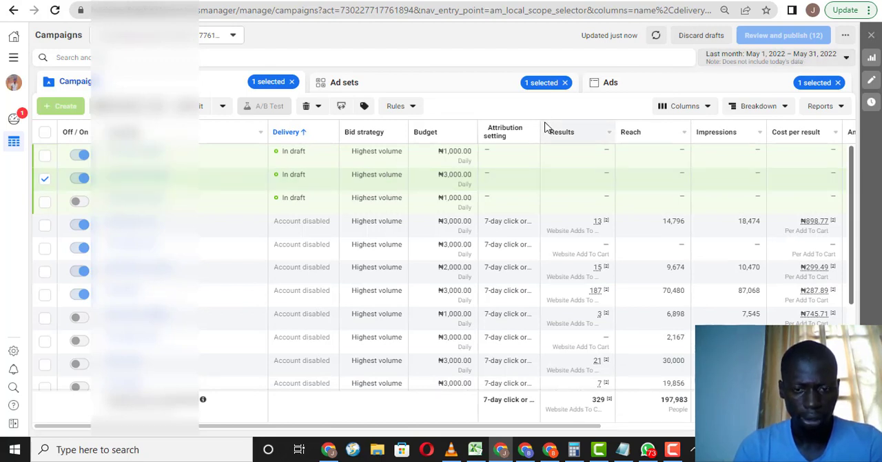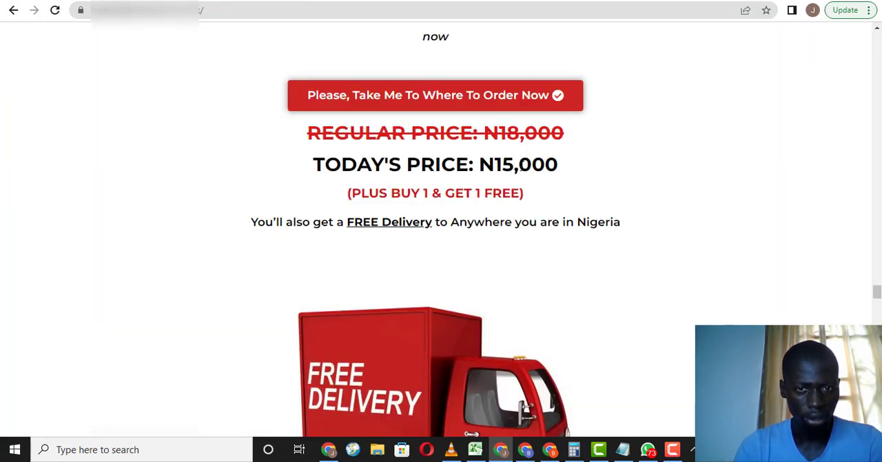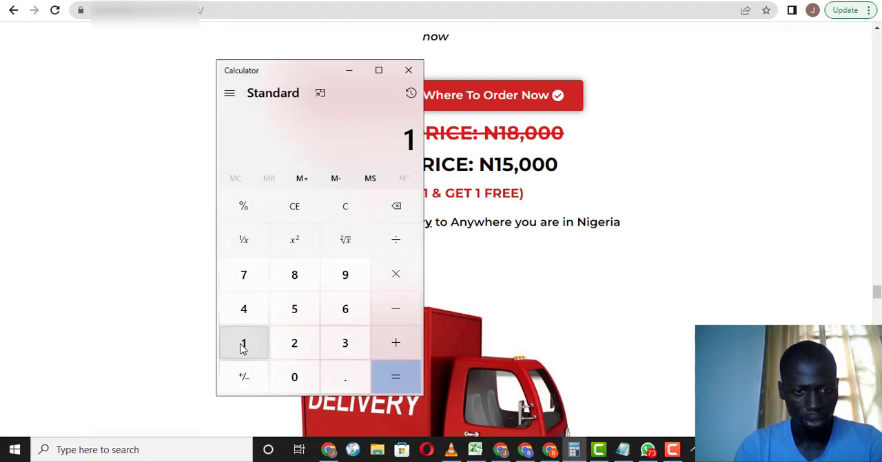Okay, and so how much is this product? First of all, how much do you think this product costs? This product is actually a low ticket product, and it costs about 15,000 naira, right? This is it, just 15,000 naira. And imagine getting about 329 orders for a 15,000 naira product. So let's see how much that comes to. So 15,000 naira multiplied by 329 orders, I beg your pardon.